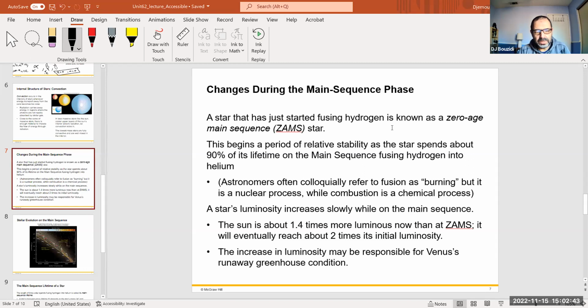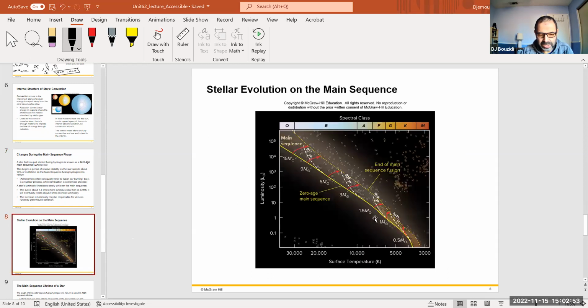Again, I mentioned the zero-age main sequence stars. That's where it spends 90% of its life, okay? And I mentioned earlier that as the star ages through its main sequence age, it's going to actually grow in size. It's going to grow in size.